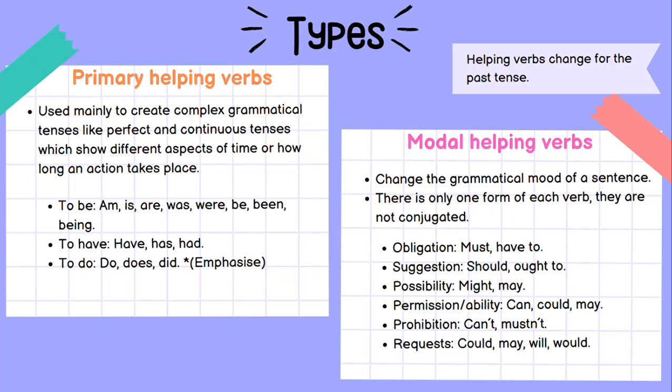For possibility, might and may. For permission or ability, can, could, and may. For prohibition, can't and mustn't. And for requests, could, may, will, and would. Remember that helping verbs change depending on whether there is a past tense.